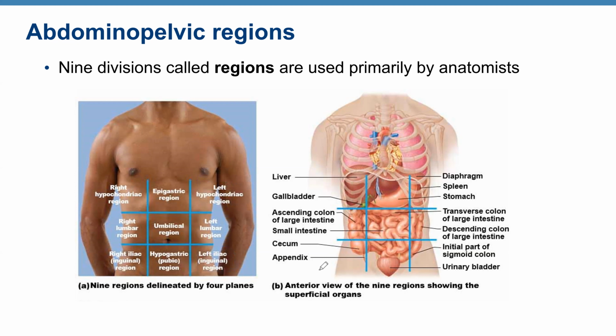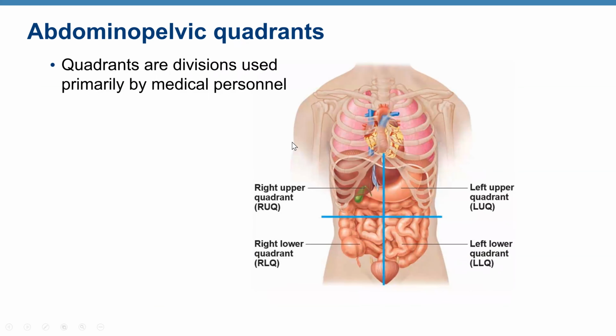Now, if you look at the organs associated with the regions, you can see that we can describe their position more precisely compared to quadrants. That's why divisions are used by anatomists, because anatomy studies body parts and structure and their location, and it's very precise, while quadrants are mostly used by medical personnel.